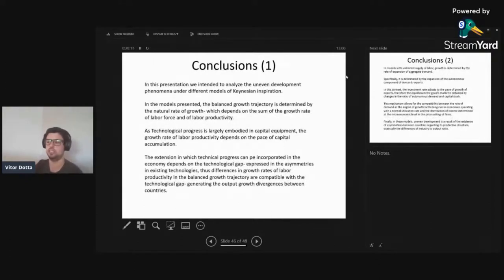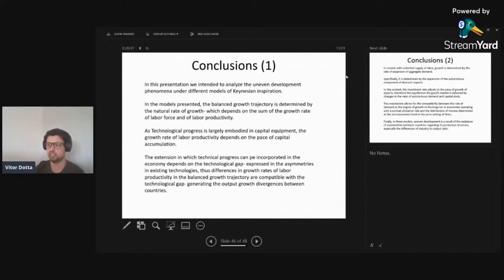So in this presentation, we intended to summarize the uneven development phenomenon and the different models of Keynesian inspiration, although on the supermultiplier I had to go quickly over it. In the models presented, the balanced growth trajectory is determined by the natural rate of growth, which depends on the sum of the growth rate of the labor force and of labor productivity.